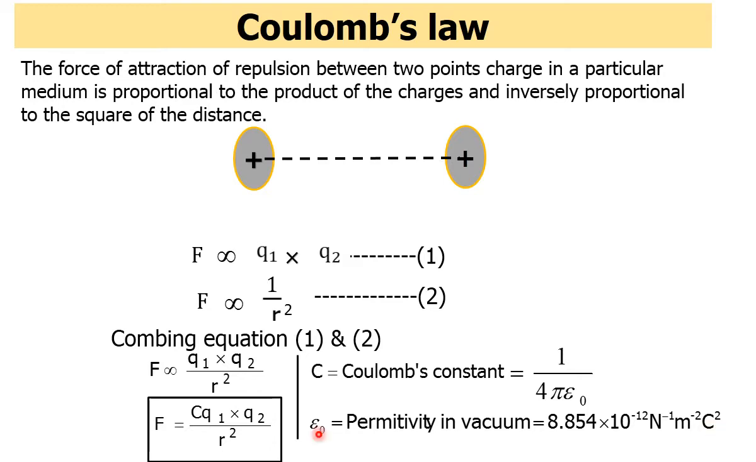If we put the value of epsilon naught, 4 and pi, then we'll get the value of Coulomb constant is 9 into 10 to the power 9, and the unit will be Nm square C inverse 2, which is exactly the opposite of the unit of permittivity in vacuum. And in that formula, the Coulomb force F depends on two quantities, which are charge and the distance between the two charges. Here the amount of charge is Q1 and Q2, distance is R.